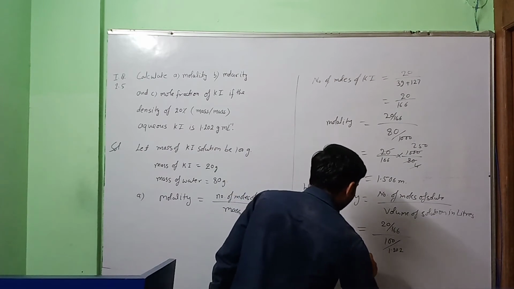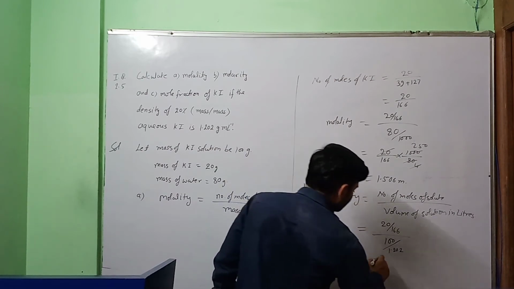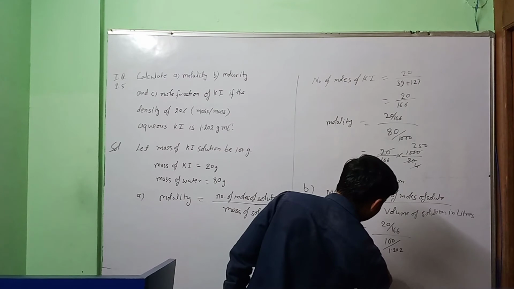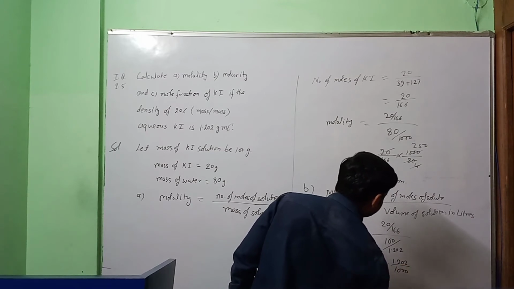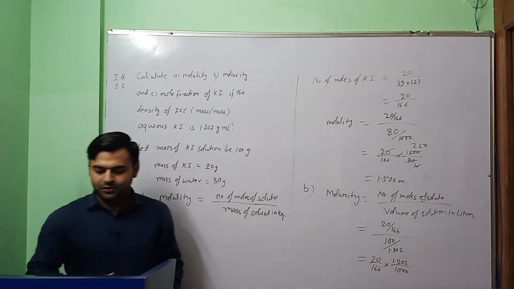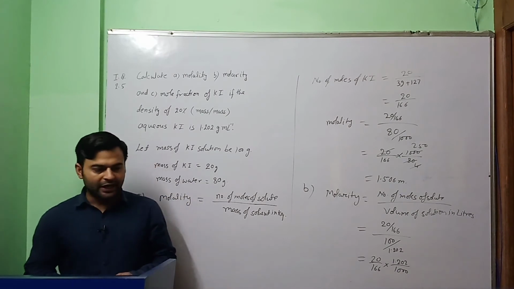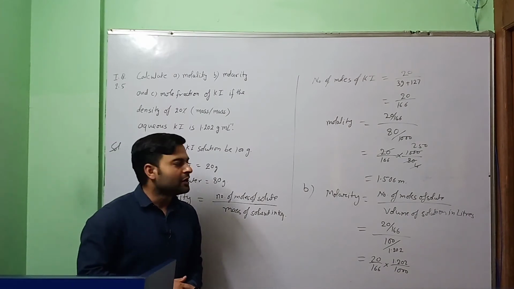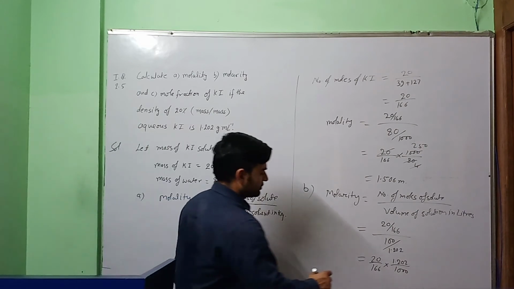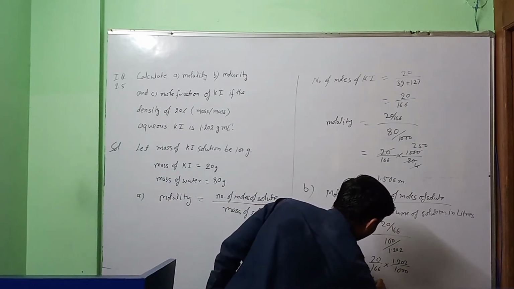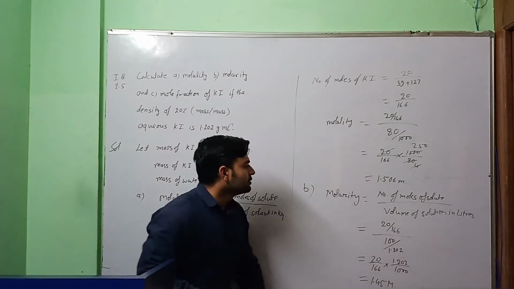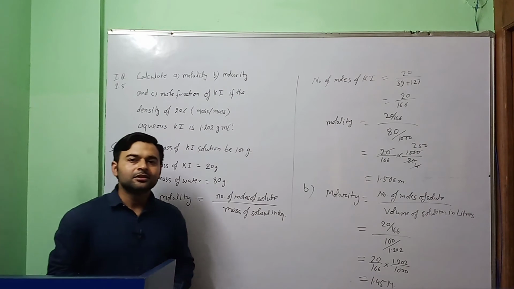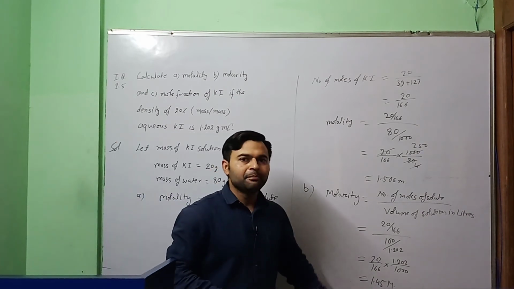So now if we simplify this, we will get 20 upon 166 into 1.202 upon 100. On solving this, the value of molarity we will get as 1.45 M. So the molarity of KI solution is 1.45 M.